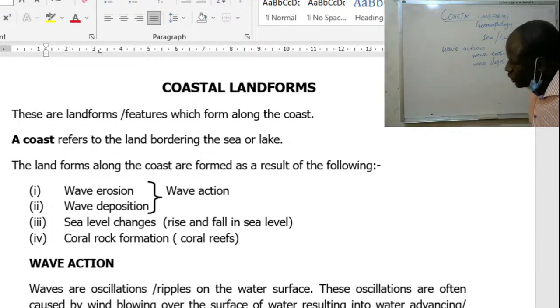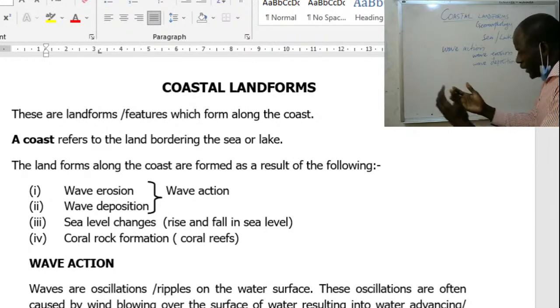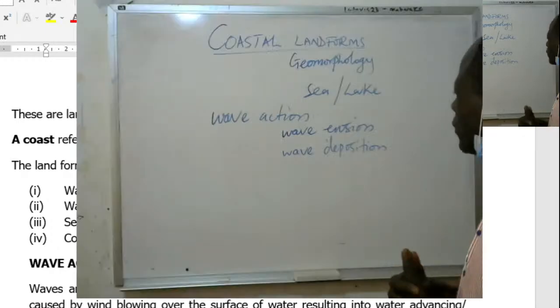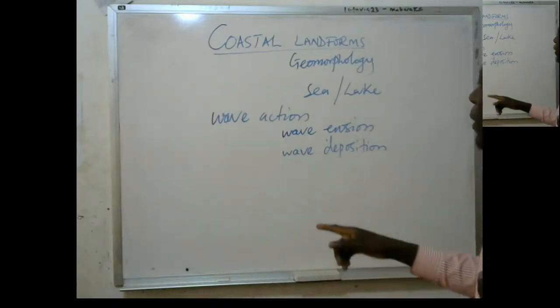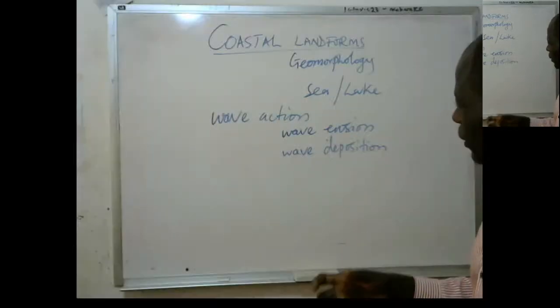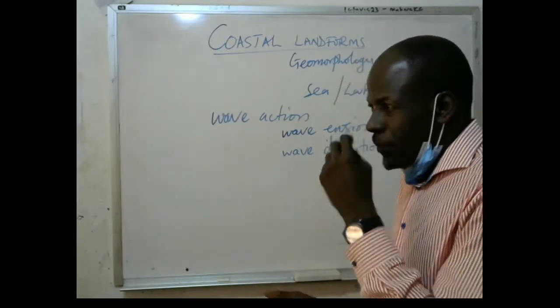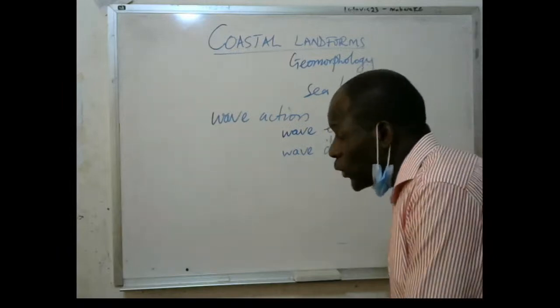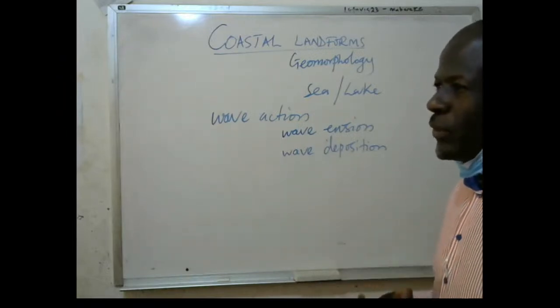So as the waves push the water towards the coast, that water hits the coast, and when it hits the coast, it is capable of breaking loose rock particles from the coast. And then those particles are moved away by the water as it goes back into the lake or into the sea. So in that way, we have wave erosion. And then the materials that the waves carry will eventually be brought along the coast. And when they are laid there, they accumulate, and that's what we call wave deposition.